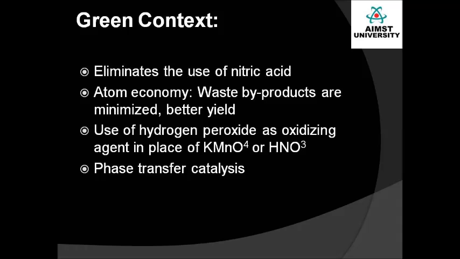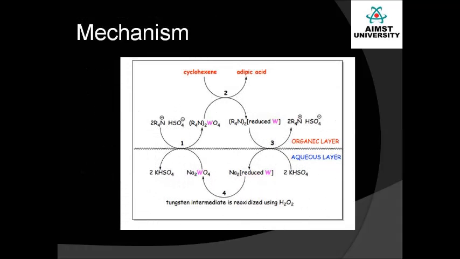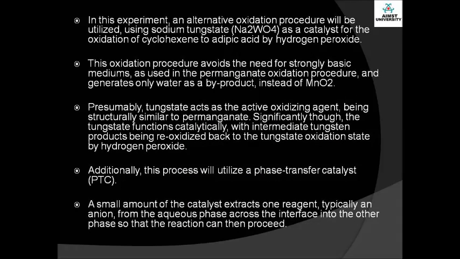And also we observe phase transfer catalysis. Here comes the mechanism of how the cyclohexene is getting converted into adipic acid in the presence of various reagents like sodium tungstate, potassium hydrogen sulfate, Aliquat and hydrogen peroxide. Let me explain the mechanism in detail. In this experiment, an alternative oxidation procedure will be utilized using sodium tungstate as a catalyst for the oxidation of cyclohexene to adipic acid by hydrogen peroxide.